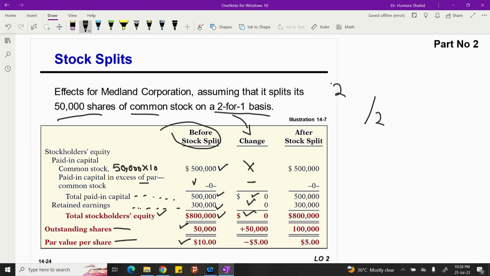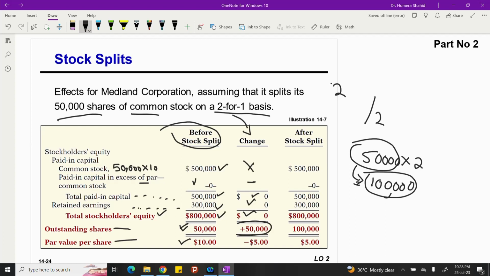Now, listeners, see here. We have 50,000 shares before the split. A 2-for-1 stock split will make them 100,000 shares. Before we have 50,000, now we have 100,000. So how many shares increase? 50,000 shares increase. Par value: before the split, the par value was 10. We divided the par value into 2. Why? Because it's a 2-for-1 split. So each share will get a par value of $5.